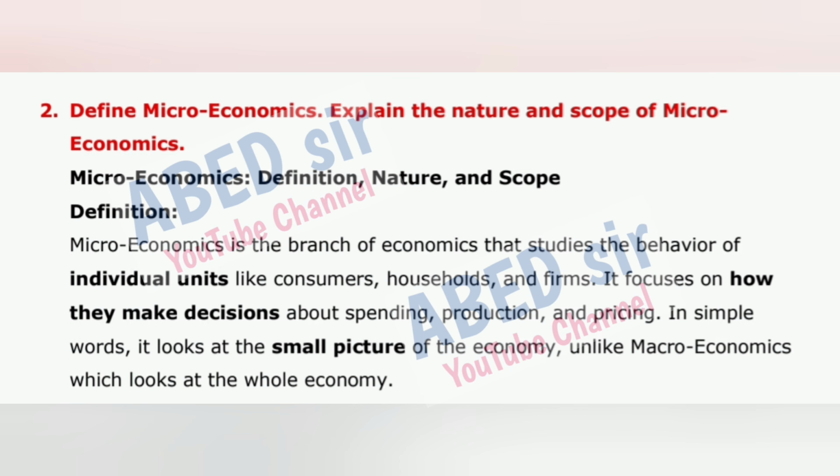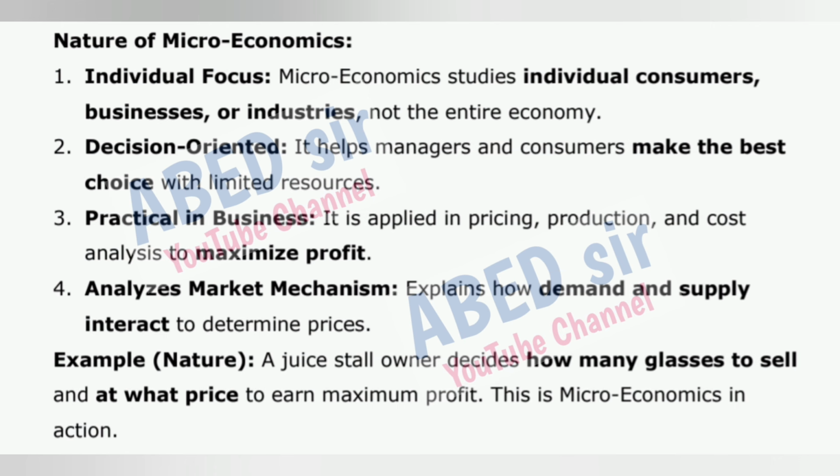Microeconomics, definition, nature, and scope. Definition. Microeconomics is the branch of economics that studies the behavior of individual units like consumers, households, and firms. It focuses on how they make decisions about spending, production, and pricing. In simple words, it looks at the small picture of the economy, unlike macroeconomics, which looks at the whole economy. Nature of microeconomics. 1. Individual focus.